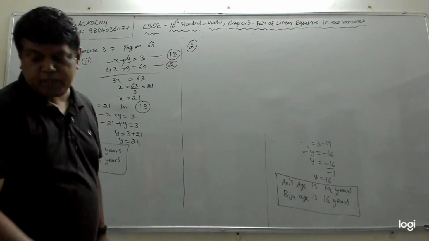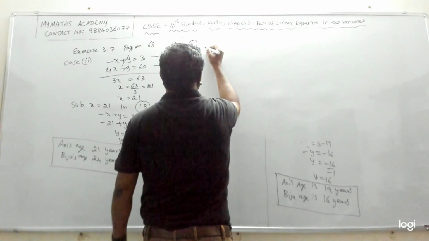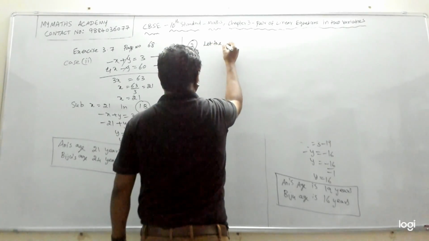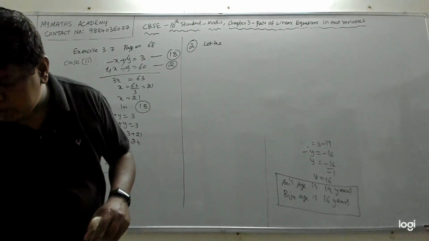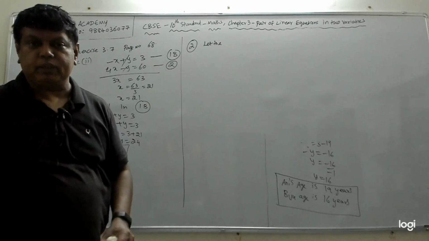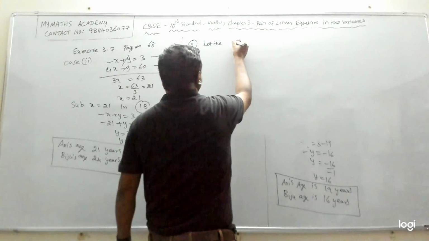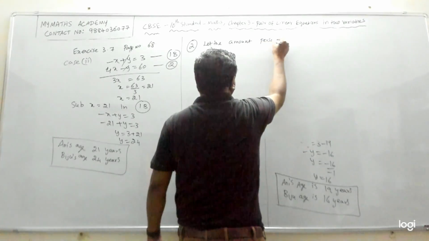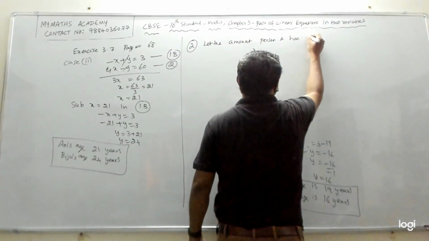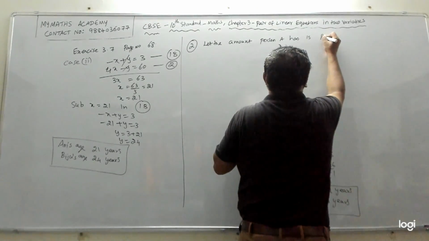Right? So we will take it as two people, person A and person B. We need to find the amount of their capital. Capital means how much they initially have. Let the amount person A has be rupees X. We don't know the amount, so it's rupees X.